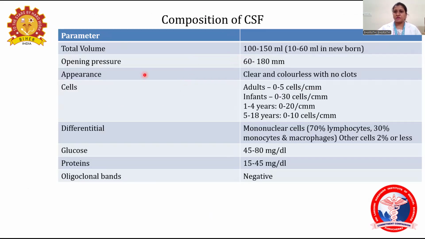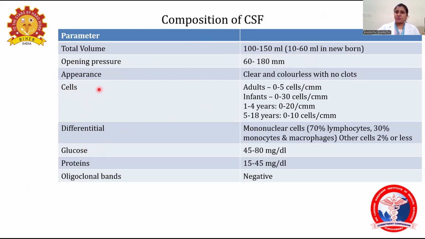So what is the composition of CSF? As I told, it's an ultrafiltrate of plasma, so it also has some general composition. Its normal volume is 100 to 150 ml in adults and 10 to 60 ml in infants. It has an opening pressure because it's an open space filled with fluid, so it has some pressure in it. Its opening pressure is around 60 to 180 mm of water, and its appearance is clear and colorless. It has no clots, no cobweb.